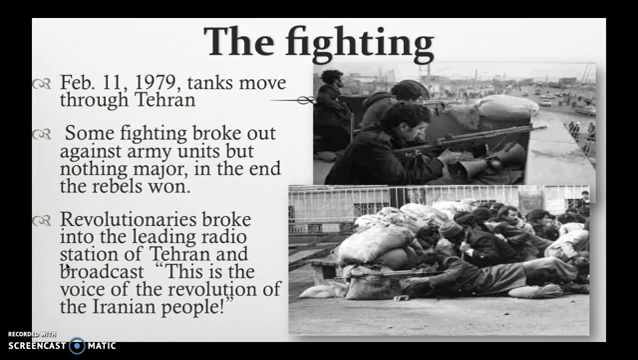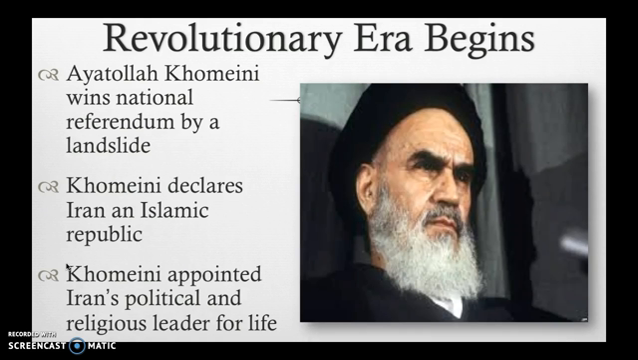Now, the fact that these people who aren't very well armed, not very well trained, are able to defeat the active military just goes to tell me, in my opinion, that the Iranian military probably wasn't very supportive of the Shah and didn't fight as hard as they could and were allowed to be defeated, and therefore the Shah is gone. And so the revolutionary era is going to begin.